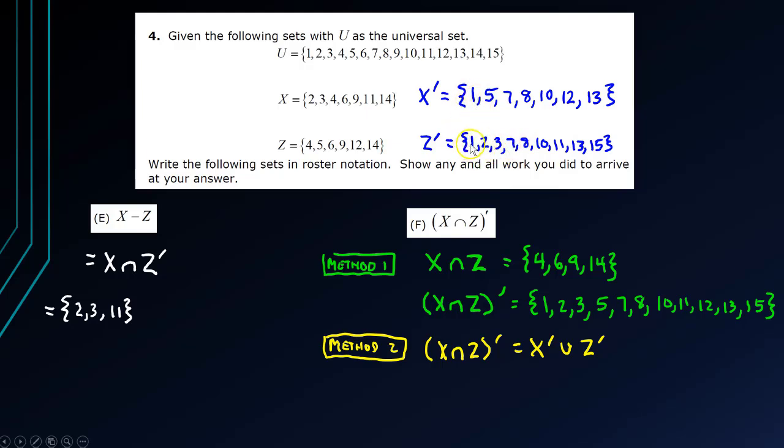So 1 would be included, 2, 3, 5 would be included, 7, 8, 9 would not be included because it's not part of either of the sets. 10 would be included, 11, 12, 13, 14 would not be included, and of course, 15. And I would end up with the exact same answer.